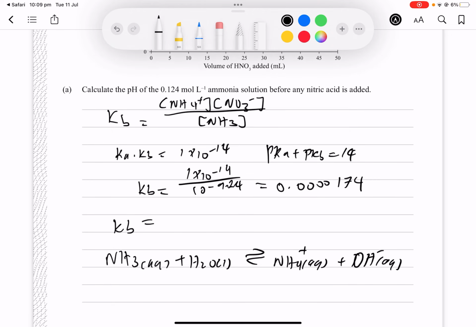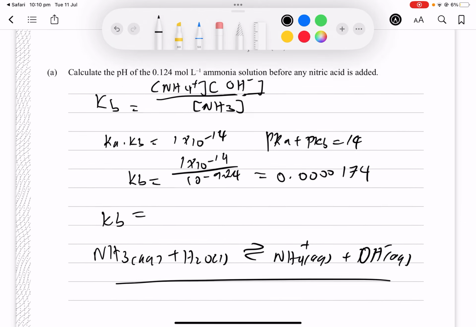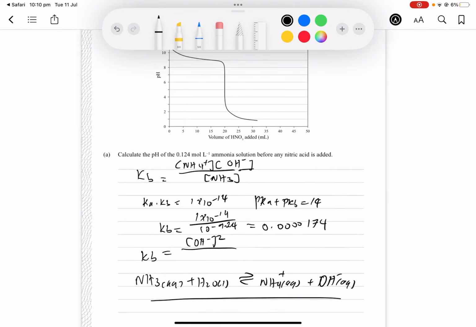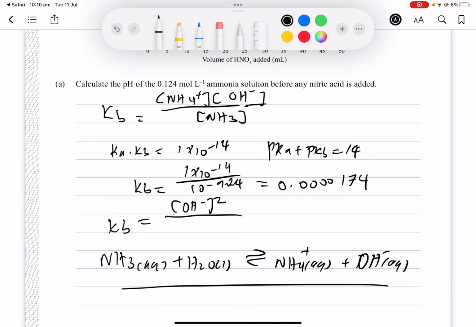So that's actually OH minus. Sorry, I'm being a bit sloppy today. So we have OH minus here, not NO3 minus, OH minus and NH4 plus, as we can see from our equation here. So Kb is equal to OH minus squared, since we're going to assume that the NH4 plus concentration is equal to that of OH minus, and divided by the initial concentration of NH3, since we're assuming that there is no change in NH3 concentration.